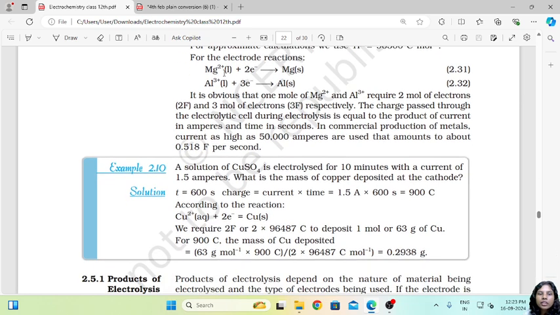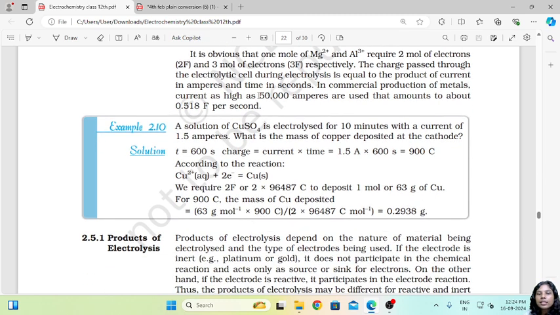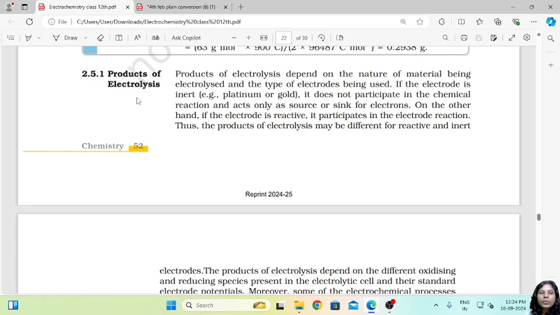For the electrode reactions of magnesium, which involves 2 electrons, and aluminium, which involves 3 electrons, it is obvious that 1 mole of Mg2 plus and Al3 plus require 2 and 3 moles of electrons respectively. So in this case the value is going to change. In commercial production of metals, currents as high as 50,000 amperes are used, which amounts to about 0.518 Faraday per second.